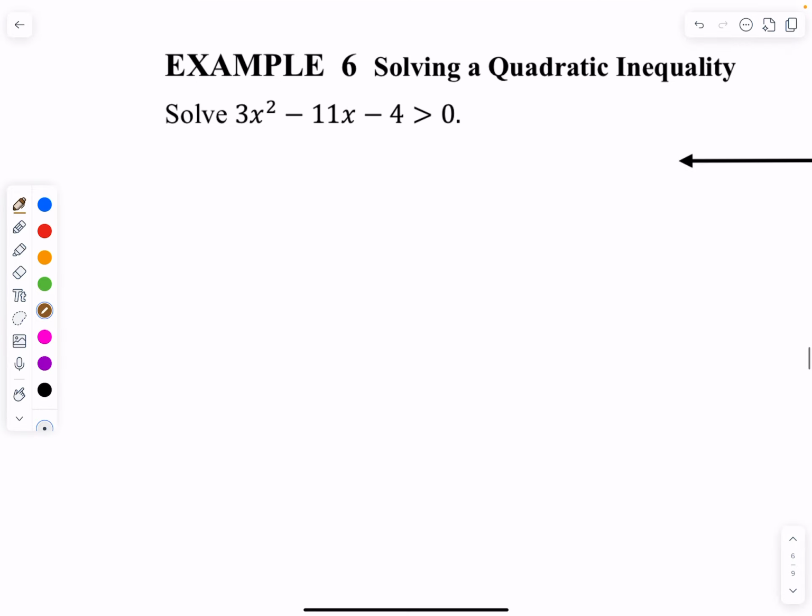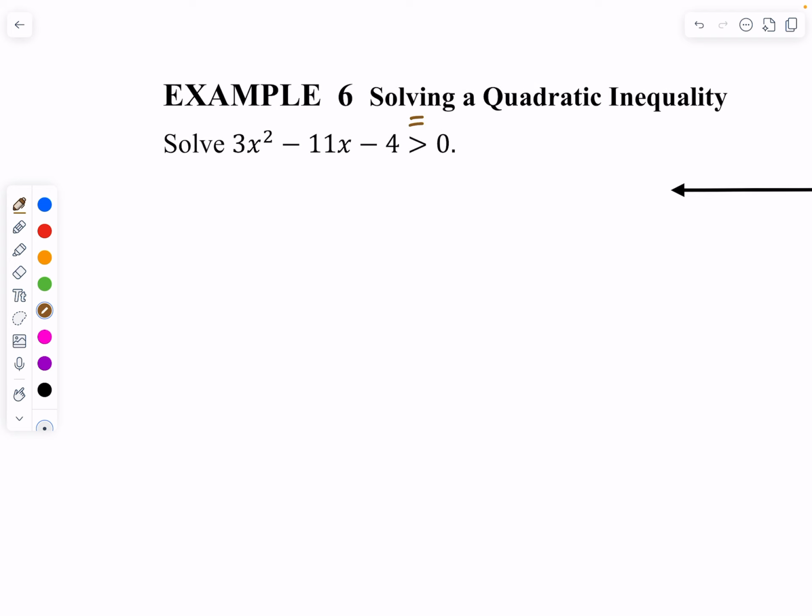Okay, let's do one more. Notice this is something squared. So I'm going to pretend it's an equal mark, right? And I'm going to solve it. So if I have 3x squared minus 11x minus 4 equals 0, again, I like slide and divide. So I'm going to slide my 3 over there. X squared minus 11x, what's that? Minus 12.